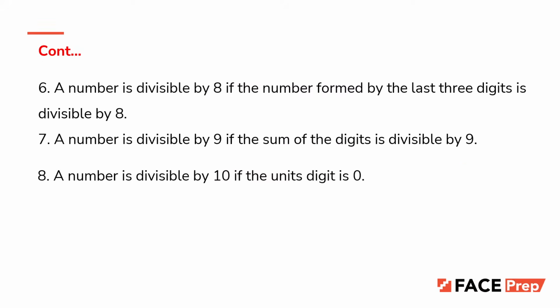Continuation of it. A number is divisible by 8 if the number formed by the last 3 digits is divisible by 8. This is very easy to remember when it comes to the divisibility rule of 4. What is the divisibility rule of 4 we have learned? It is the last 2 digits, right? So here for the number 8, it is taken as last 3 digits. Similarly, as a shortcut for remembering, we can take down the part.